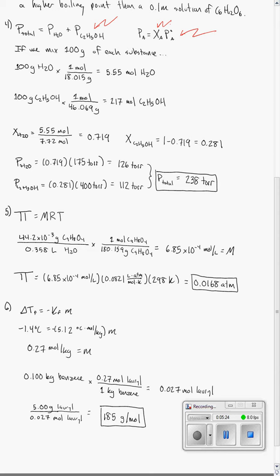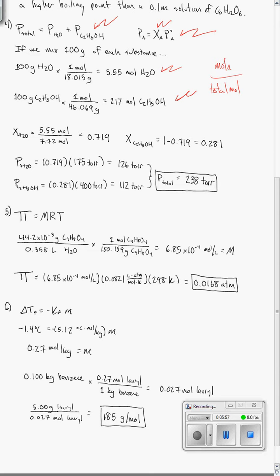So if we have 100 grams of water, that's saying the same thing as we have 5.55 moles of water. If we have 100 grams of ethanol, it's equal to 2.17 moles of ethanol. You go from grams to moles using the molar mass. If we divide by molar mass, we get those values. From here, we can calculate the mole fraction of each of these substances. Mole fraction is equal to the moles of our substance, so whatever we care about, moles of A, divided by the total moles.